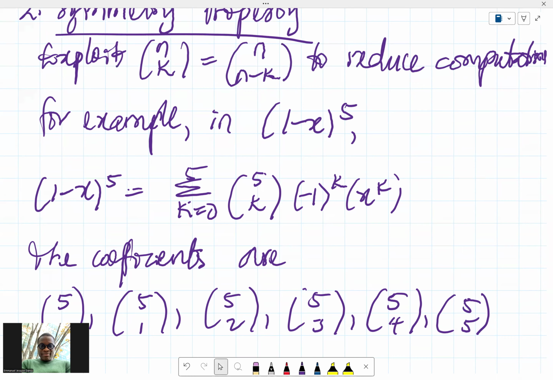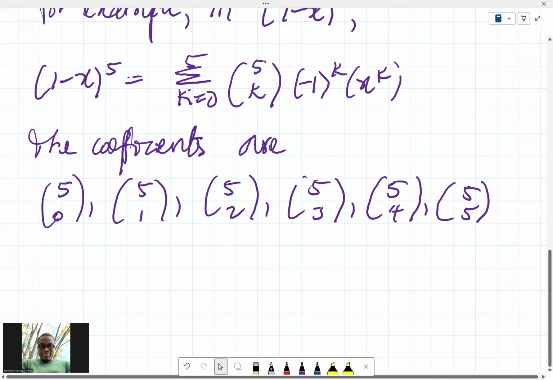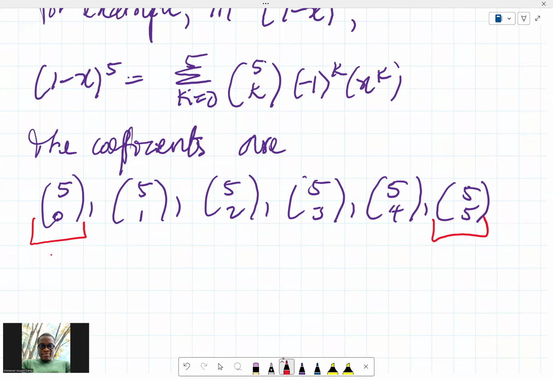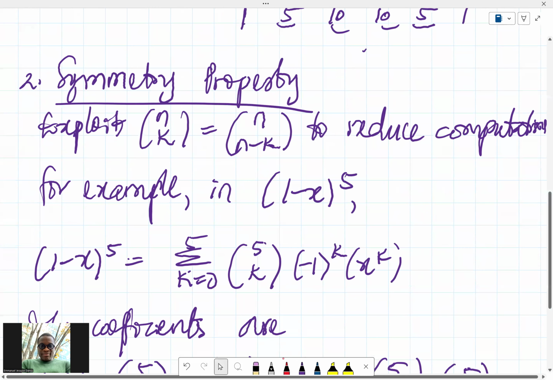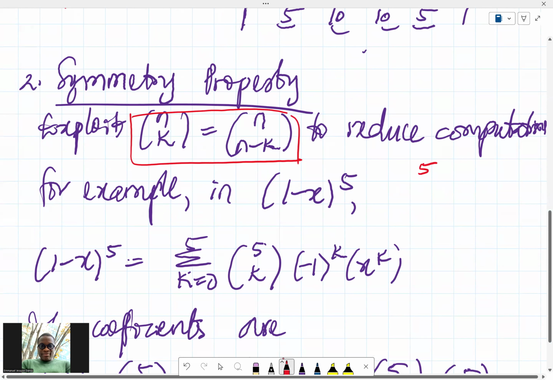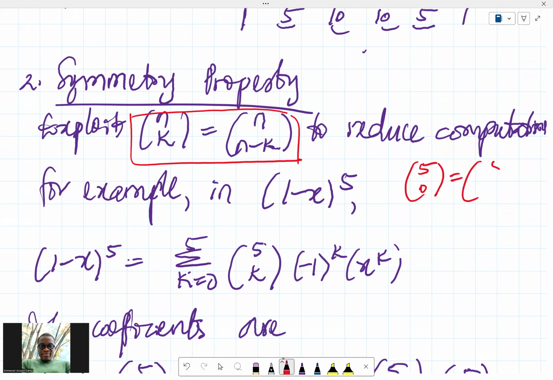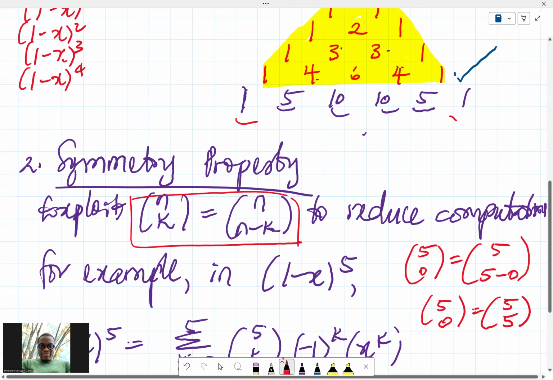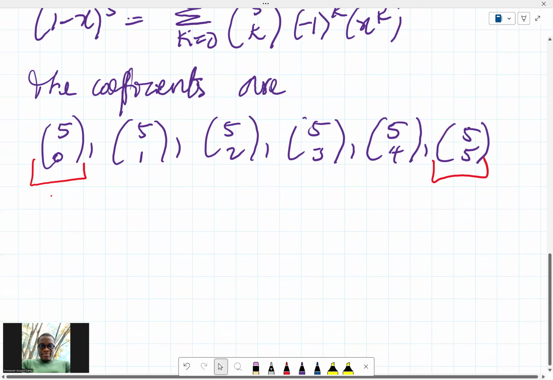But what this symmetry property is telling you is that 5 combination 0 is the same thing as 5 combination 5. Just like this expression has told you, if you have 5 combination 0, it's the same thing as 5 combination 5 minus 0. So that means that 5 combination 0 is equal to 5 combination 5. The two of them are simply 1. That's why you have 1 1 here, as you can see. So these two are the same.